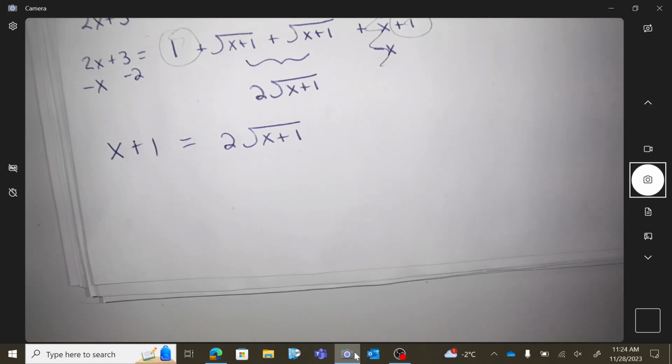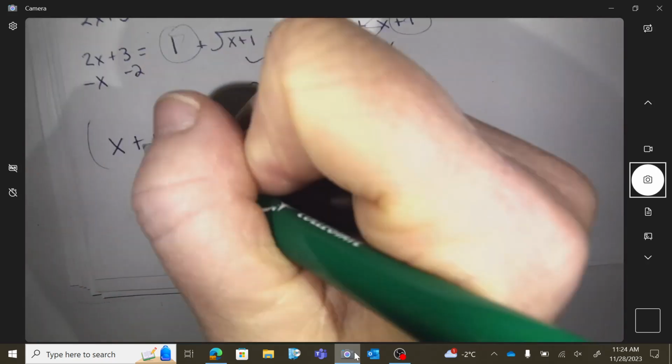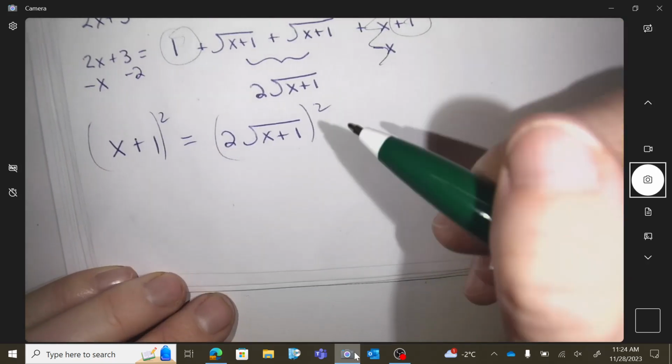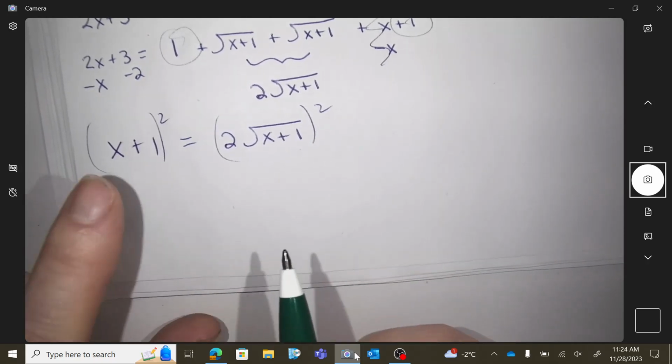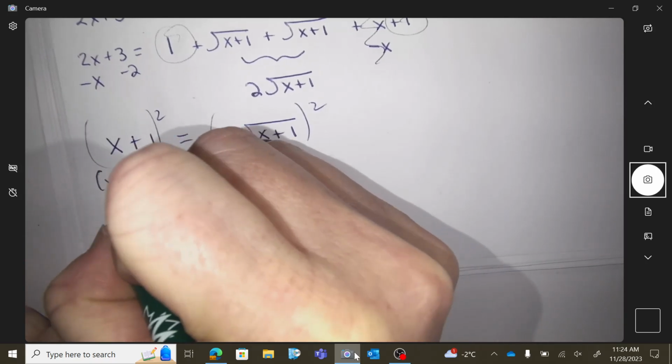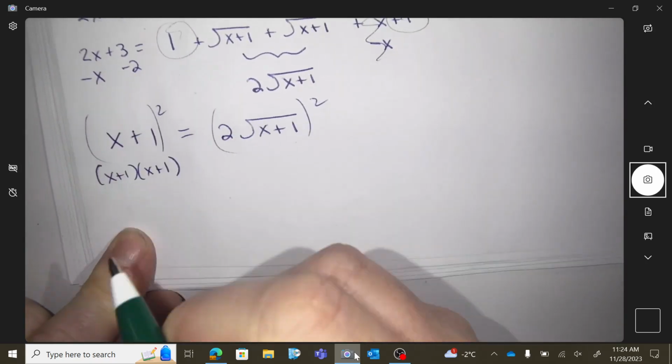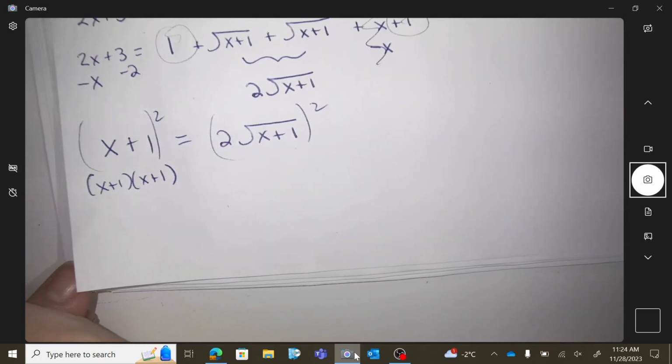Okay, now I still have a radical. So what am I going to do? Square both sides. Okay, so square, square. Oh, this is a binomial getting squared. So I'm going to have to FOIL again.